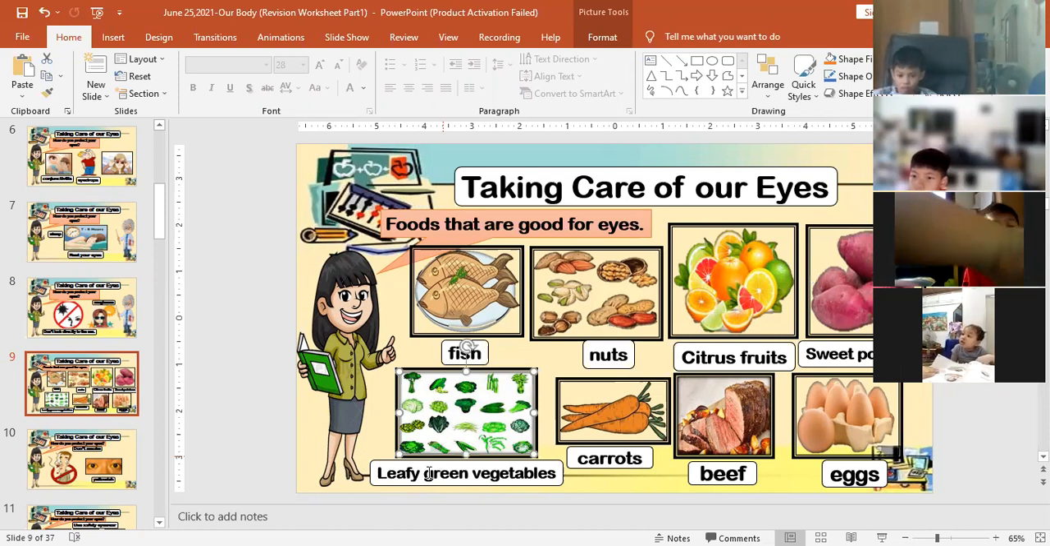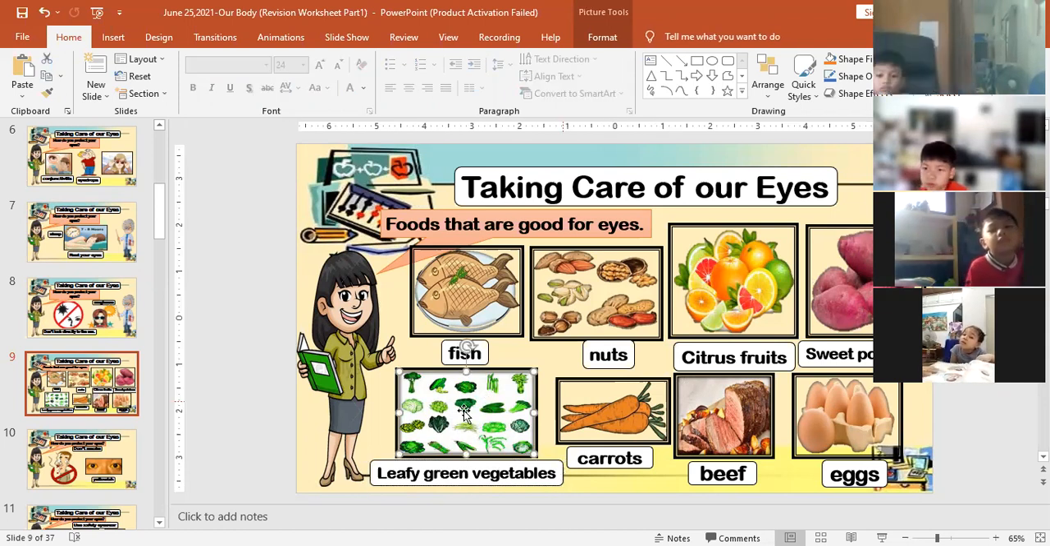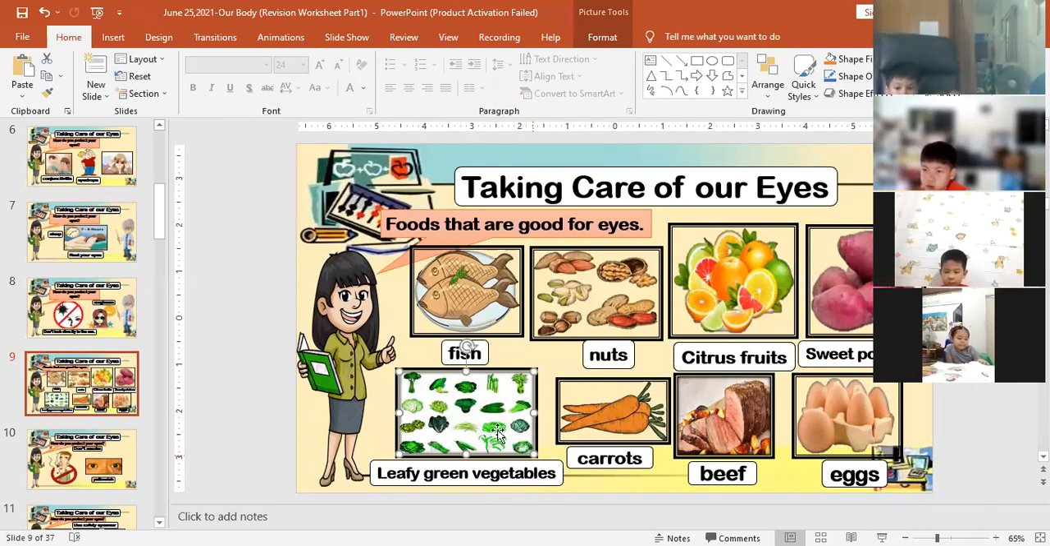We have leafy or green leafy vegetables. We have broccoli. What else? Oh, what vegetables can we see here? Example is broccoli. All the green leafy vegetables. We also have carrots, beef. Beef is the meat of cow, beef. And also eggs.